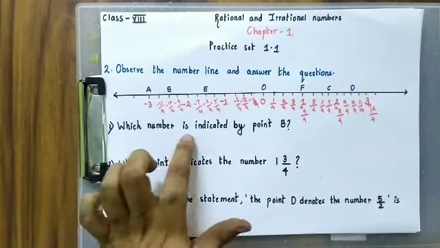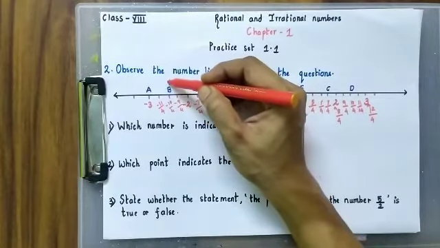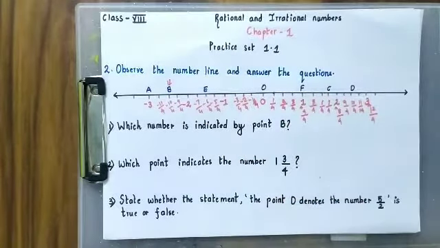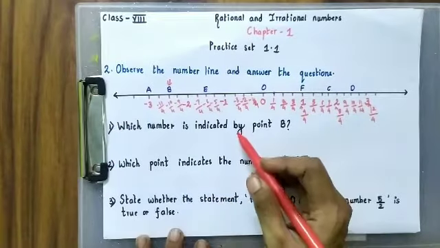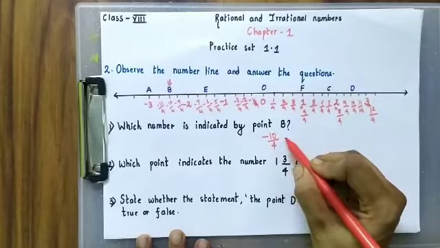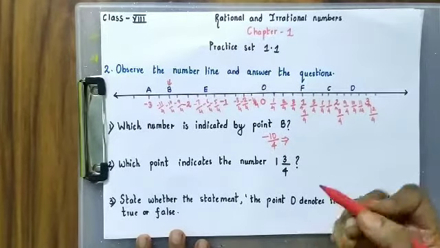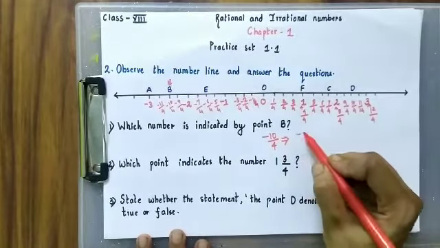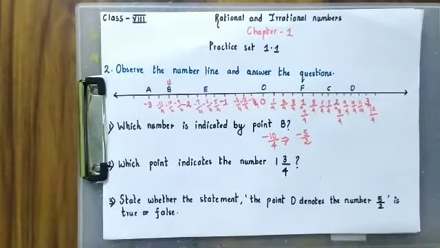Which number is indicated by point B? Now look at the point. Point B is towards the negative side and it is indicated by minus 10 by 4. So we can write it as minus 10 by 4 or we can simplify it into the simplest form. So minus 10 by 4 can also be written as minus 5 by 2. Both the answers are correct.